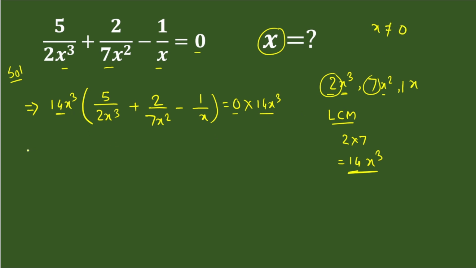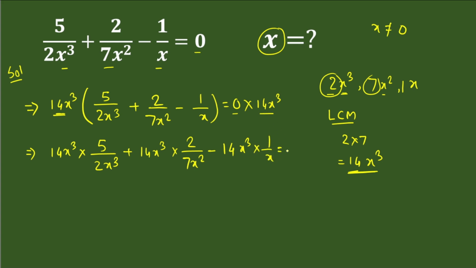Now moving forward, 14x cube will multiply with the first term, that is 5 over 2x cube, plus. Now we'll multiply 14x cube with the second term, that is 2 divided by 7x square, and here we have a negative sign and we will multiply 14x cube with 1 over x. In the right hand side we have 0 multiplied by any number, which will be 0.